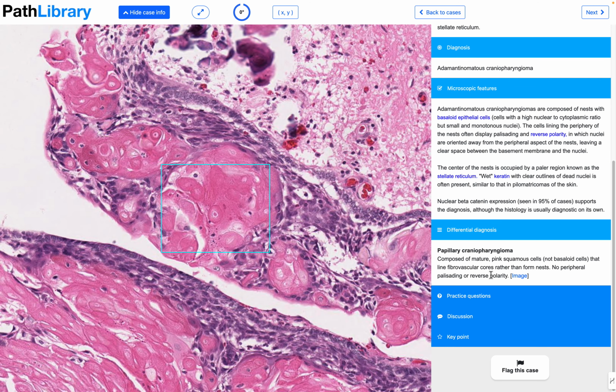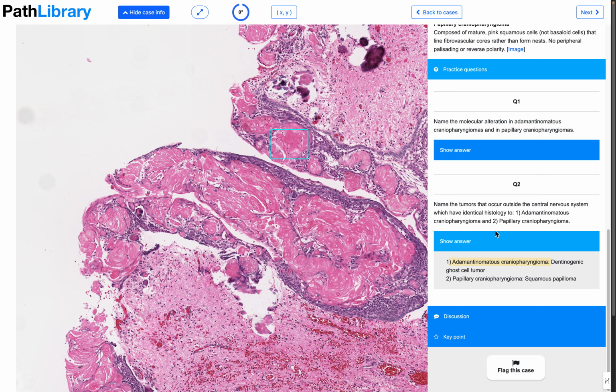So your differential is papillary craniopharyngioma. You would see fibrovascular cores, no peripheral palisading or reverse polarity, and it would be driven by a BRAF mutation. So I thought this was interesting: outside of the nervous system, what has identical histology to adamantinomatous craniopharyngioma is dentinogenic ghost cell tumor.